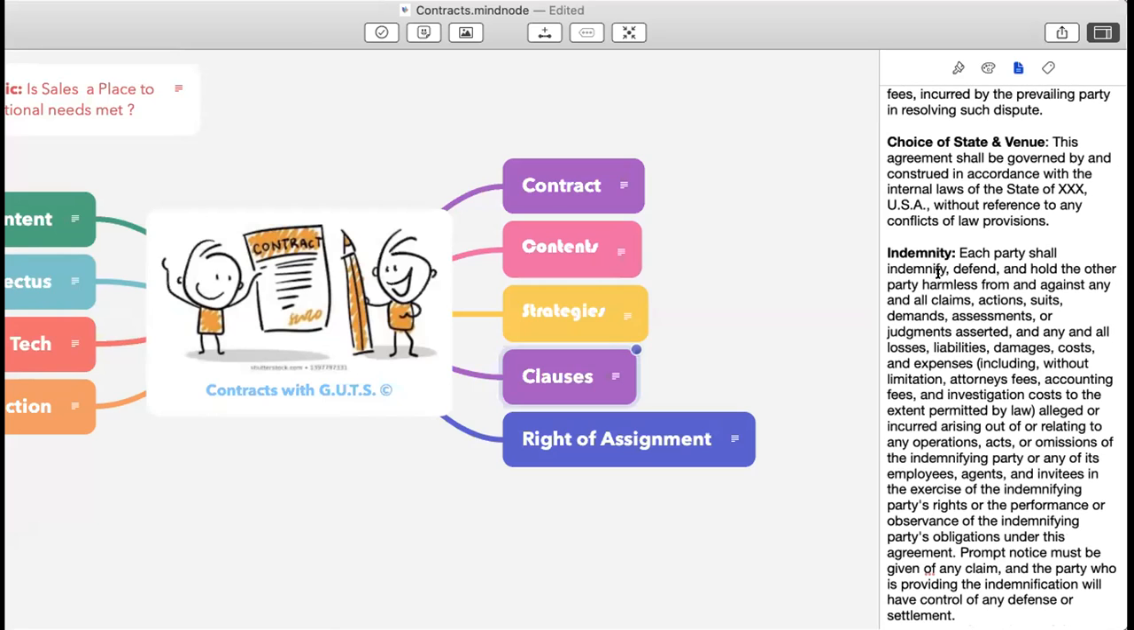Choose your state and venue. Make sure, if I live in Colorado and I'm going to do a deal in Florida, which state do I want to utilize my civil rights in? Florida or Colorado? I'd rather have it in Colorado. It's cheaper, isn't it, to do it in my state. I might still do it in theirs, but I want to choose my own state and venue that will protect me best.